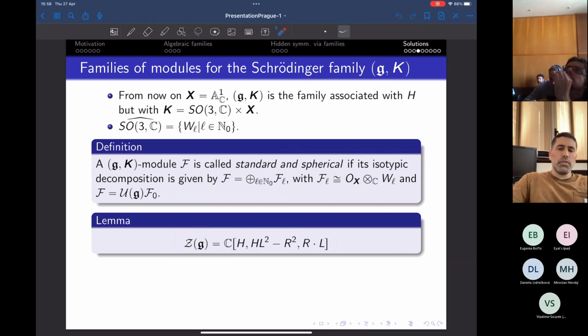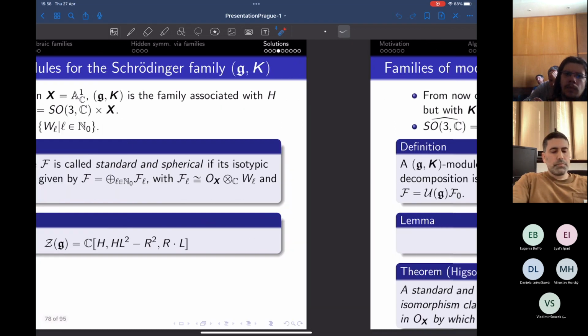You can do a calculation. This is a technical thing. You can calculate that the center of the enveloping algebra of this family of Lie algebras is generated by three terms. R·L is R1 times L1 plus R2 times L2 plus R3 times L3, and so on.